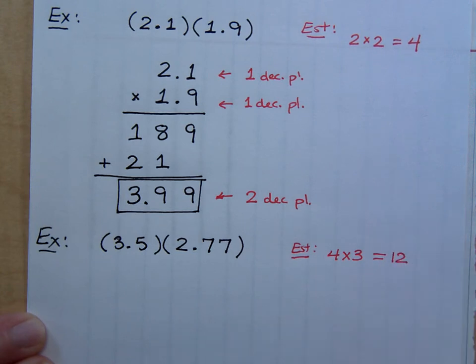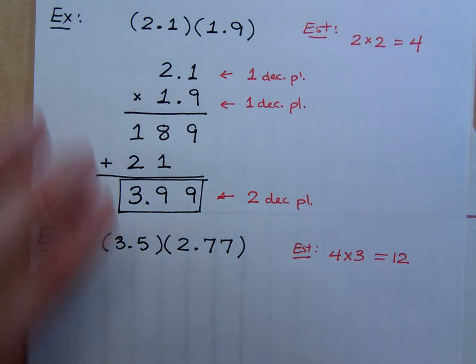Now, here's something I know already. I rounded up for this, and I rounded up for that, right? Which means that my estimate of 12 is going to be what? Too high or too low? It's going to be a little bit too high, right? So when I'm looking at my answer, I expect it to be just under 12. So let's see what we come up with.